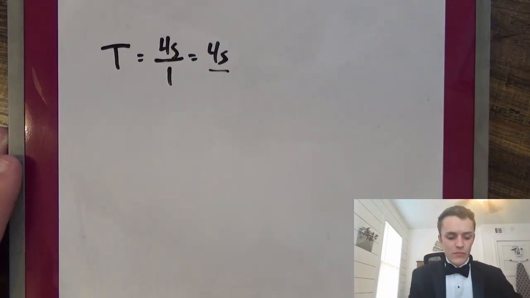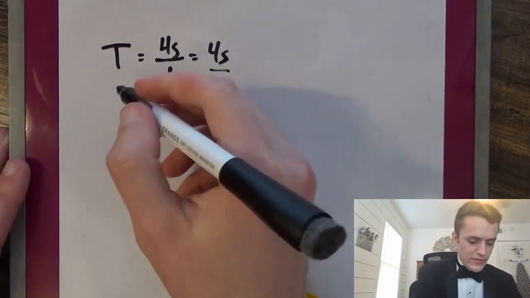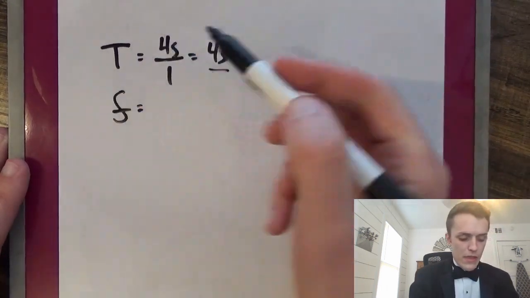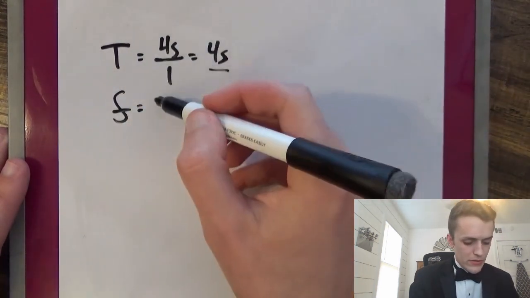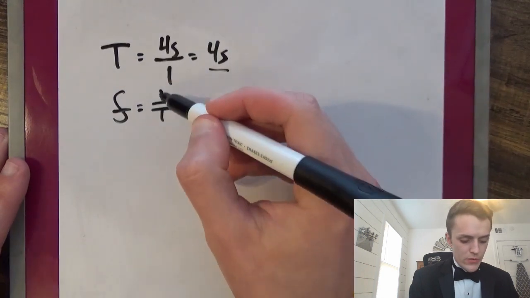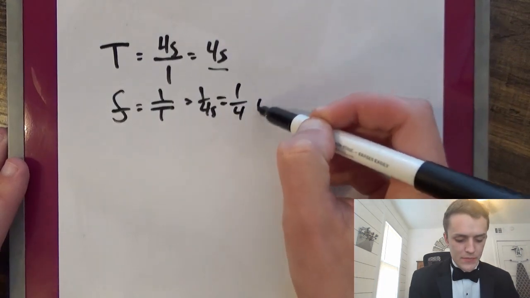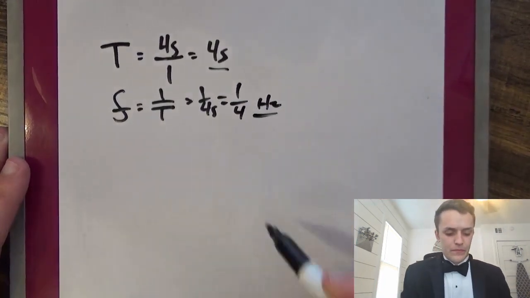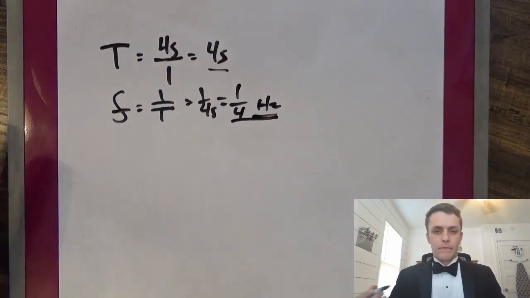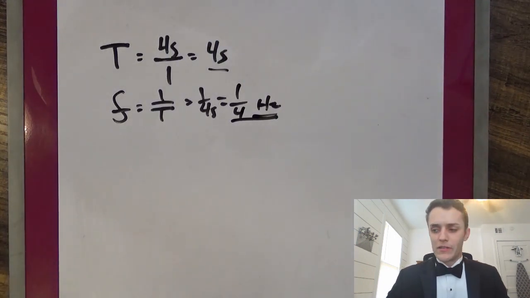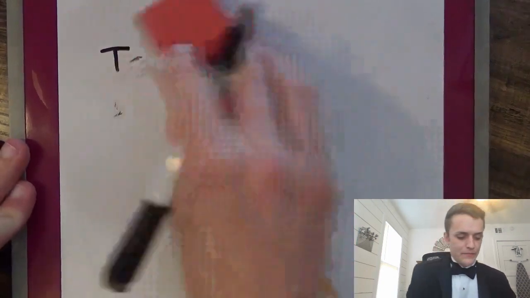Pretty straightforward. So the frequency, it asks for frequency, f. Frequency is just 1 over period. So 1 over 4 seconds is 1/4 hertz. And that's our frequency. So yeah, 4 seconds for period, 1/4 hertz for frequency. Lovely. I hope you got it right. On to number 5.